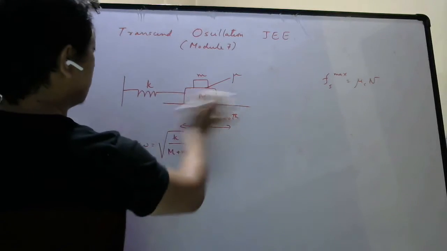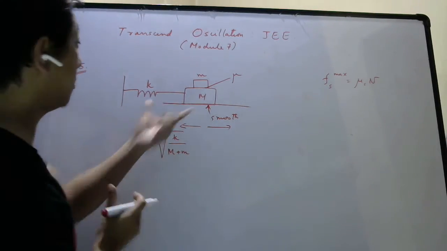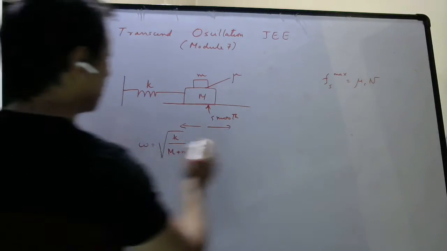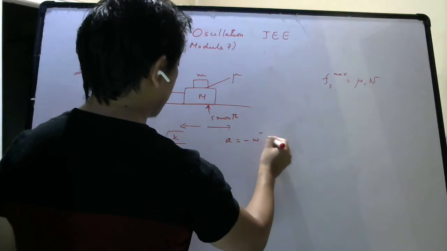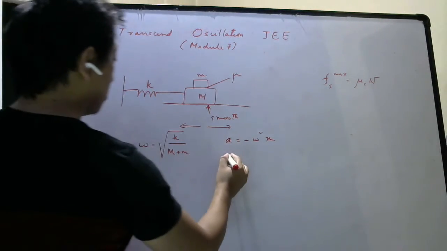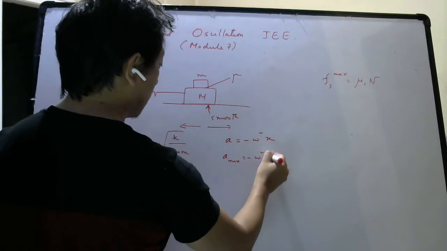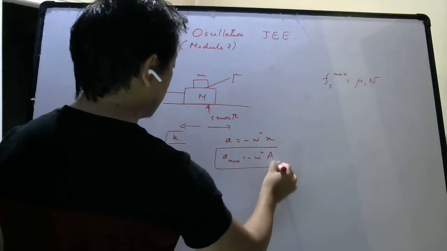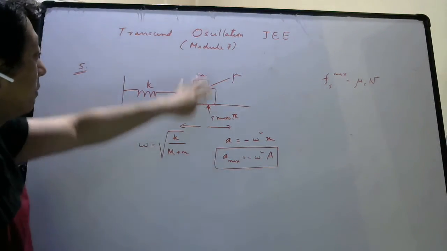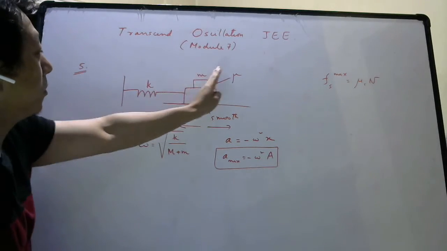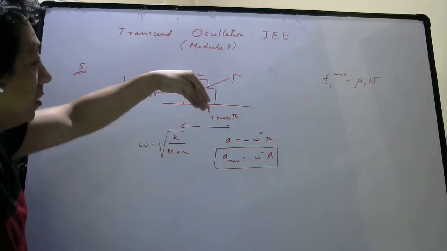Now in SHM, they are asking to find the maximum amplitude, so we need amplitude to come into the picture, right? You know in SHM the acceleration is minus omega square times the displacement from the mean position. So what would be the maximum acceleration? Minus omega square A. This we know from SHM. Now, if they want to move together, they must have the same acceleration at all moments.